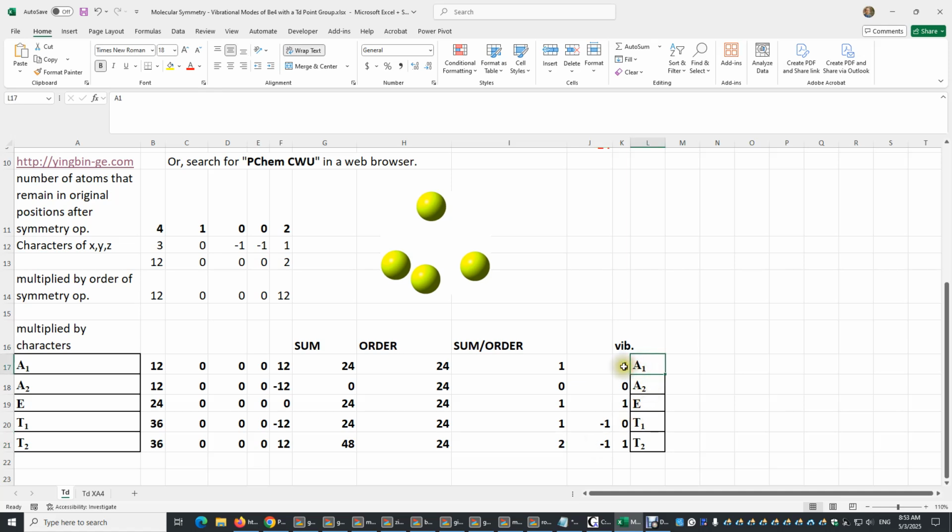So in the end, if we are looking at just the vibrational modes, we have 1 A1 symmetry, 1 doubly degenerate E symmetry, and 1 triply degenerate T2 symmetry. And we can see 1 plus 2 plus 3, we have 6 vibrational modes. And then you can use some computational chemistry software to calculate the vibrational frequencies and intensities for a structure like this.